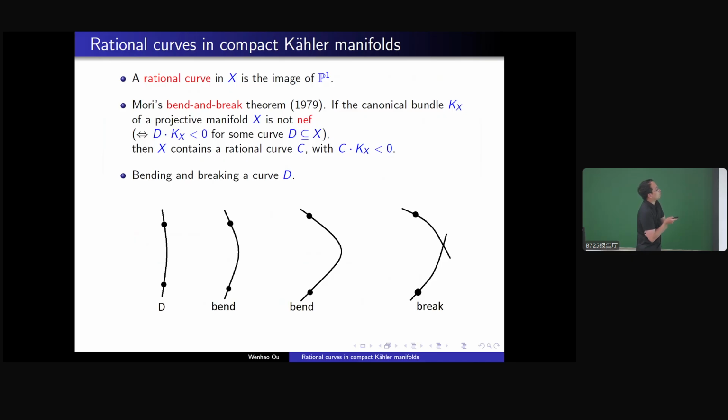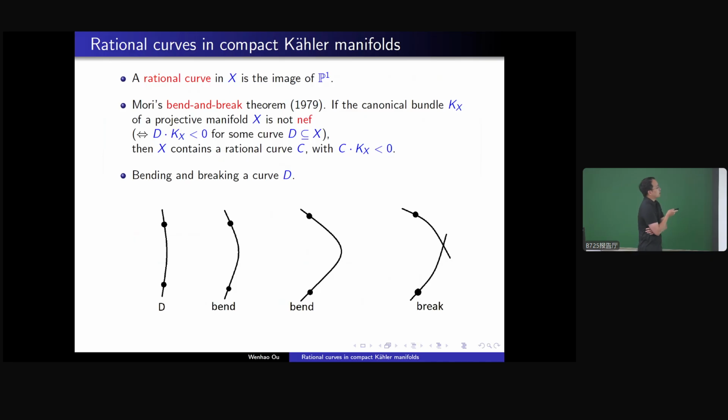if the canonical bundle, or the canonical line bundle, which is a line bundle defined in a canonical way on the variety or the manifold X, for a projective manifold, is not nef, then this manifold X contains a rational curve with this property. Not nef just means that there is a curve in X such that the intersection product of this curve and this canonical bundle is negative.